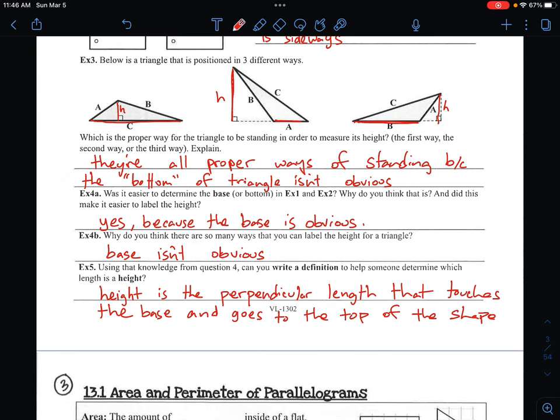So perpendicular means it's a line that makes a 90-degree angle. As you can see, the height right here is making a 90-degree angle. It doesn't exactly touch the base, but it is in line with the base. I should say, it lines up with the base. Or that, I should put in quotation marks, "touches" the base. All right, so yeah, that is height.